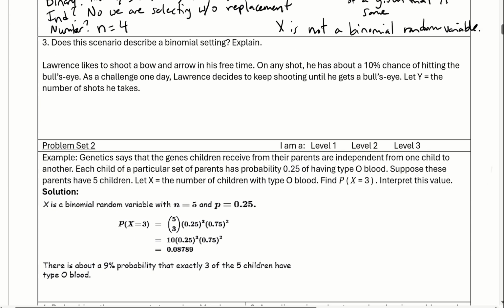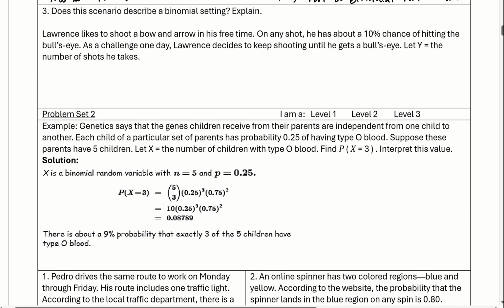Okay, number 3: does this scenario describe a binomial setting? Lawrence likes to shoot a bow and arrow in his free time. On any shot, he has about a 10% chance of hitting the bullseye. As a challenge one day, Lawrence decides to keep shooting until he gets a bullseye. Let y equal the number of shots he takes.